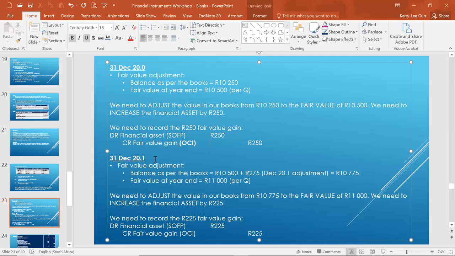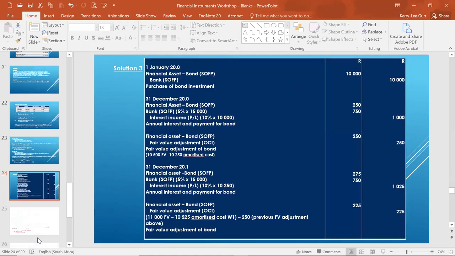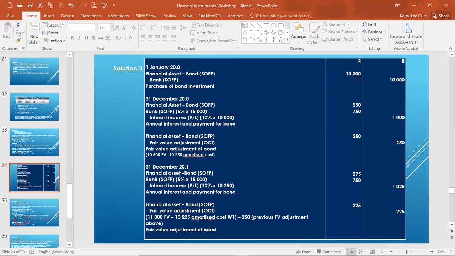When we move forward to the 30th of December 20.0, remember our books were adjusted. Okay, so we had an adjustment in our books. We look at all of our journals. There are my journals here. Okay, so we've done our initial journal of 10,000. We then accounted for in a single journal here. They've done the interest income of 1,000, the bank of 750, and then they're saying the net amount of 250 to the financial asset. We then also had a fair value adjustment to our financial asset of 250.